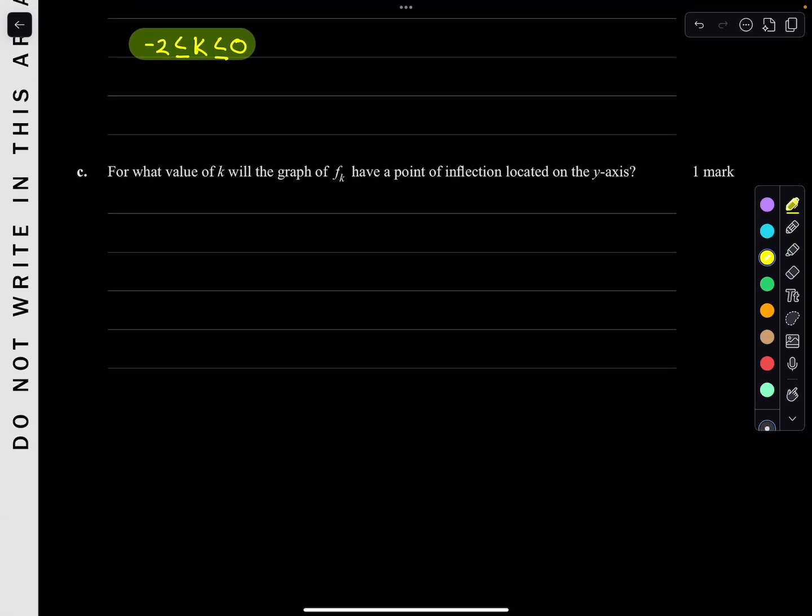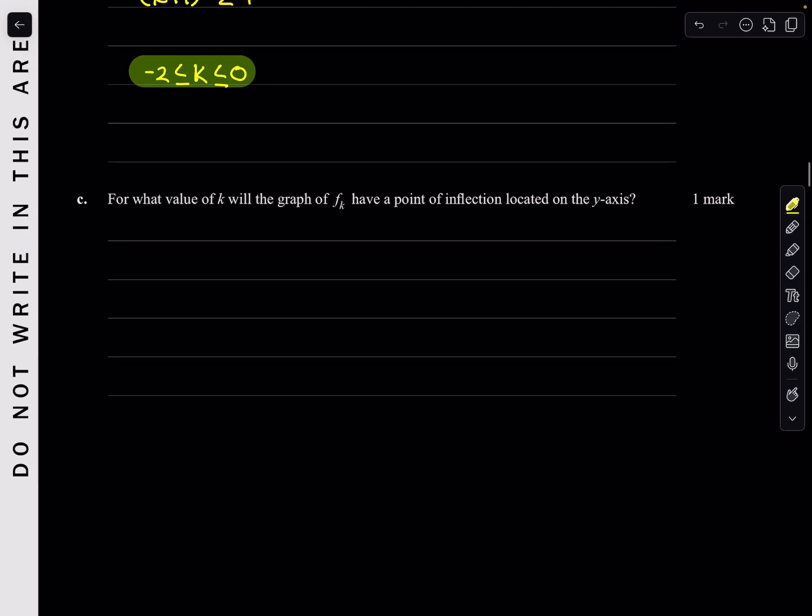For what value, so there's only one value of k, will the graph of fk have a point of inflection located on the y-axis? So really kind of easy. We want a point of inflection on the y-axis. We know how to find a point of inflection, yeah? It's when the double derivative is equal to 0. Now, if it occurs on the y-axis, isn't the x coordinate always 0? So can we just sub in 0 here and solve for k? That's what we can do.